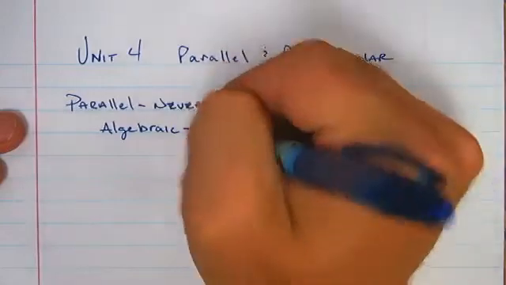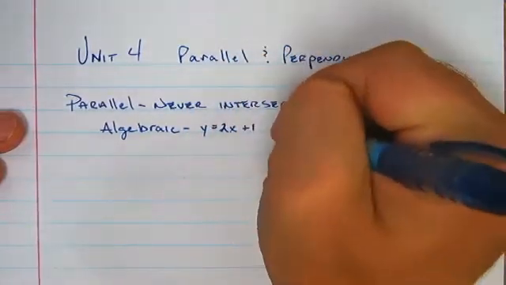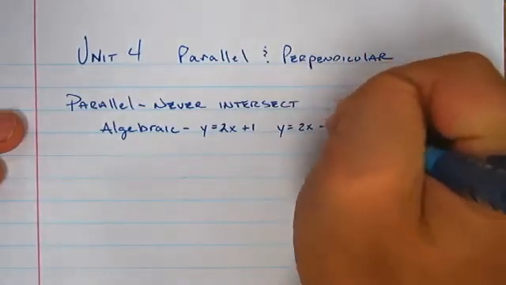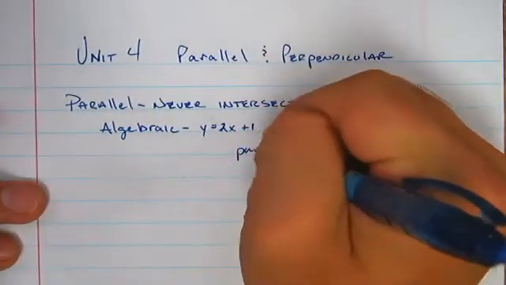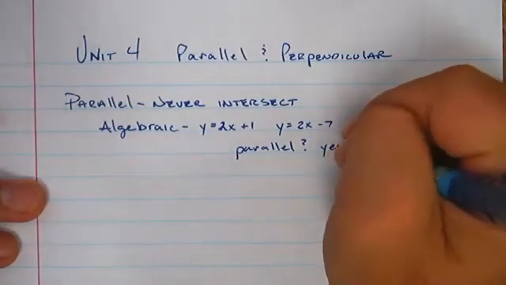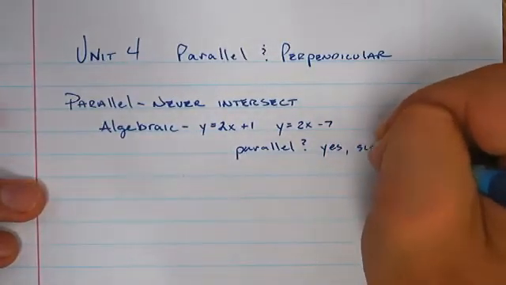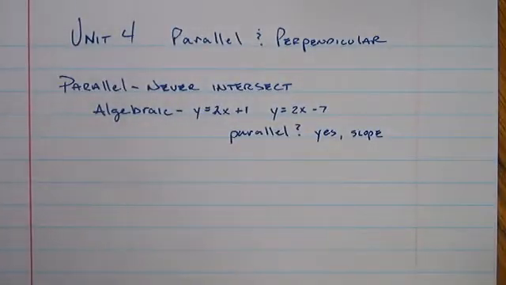Okay, algebraic. So if you think about y equals 2x plus 1 and y equals 2x minus 7, right? Are they parallel? Okay, well, the answer is yes, right? And why? We have to look at the slope. Okay, the slope of these two lines is exactly the same. So if you were to graph them, they're going to follow the same pattern.